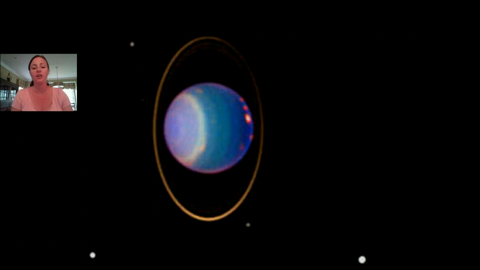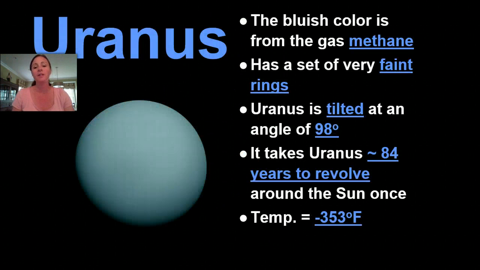Now, if you notice this picture, this actually looks like it has some very faint rings, but it also looks like it's upside down. That's because, believe it or not, it is tilted at an angle of 98 degrees, whereas we're tilted at 23.5, so it gives us a little tilt. That's tilted at 98 degrees, so it actually looks as if it's floating in outer space, almost upside down. The bluish color of Uranus is made from the gas methane, and it has a set of very faint rings. It takes Uranus 84 years to revolve around the sun, and it has a temperature of negative 353.